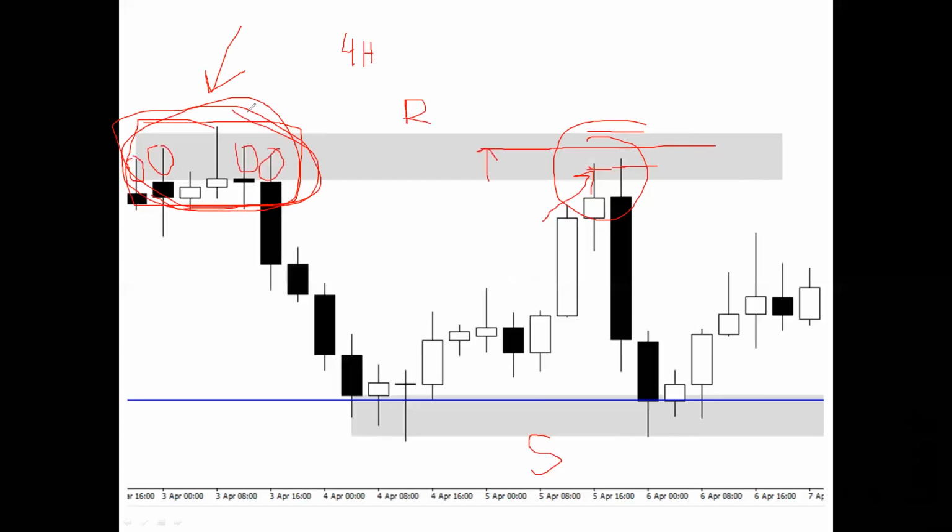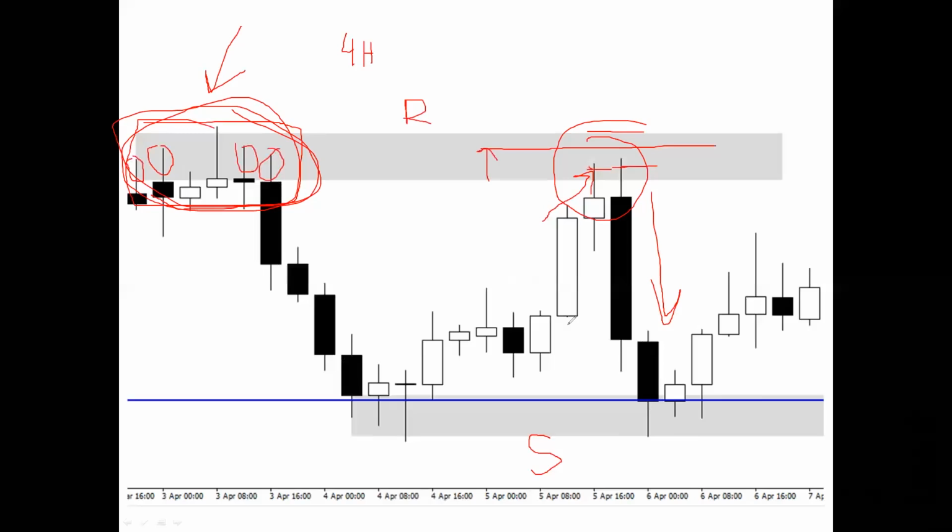That's all I see. That's all I think about, to be honest. If it exhausted, it's going to fall down, right? Because this is your 4 hour resistance.